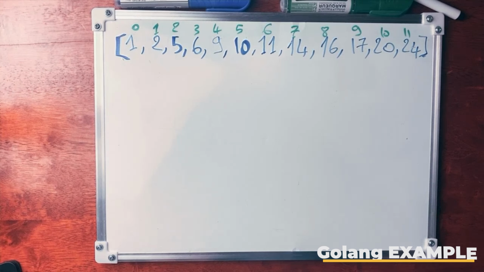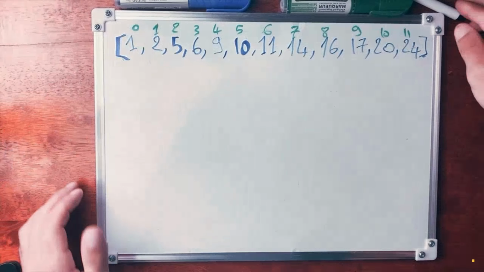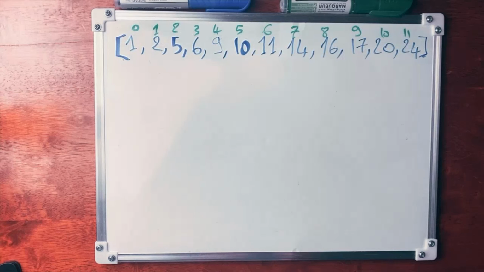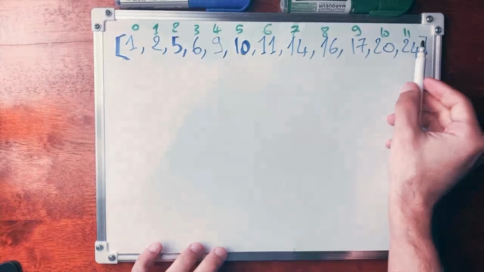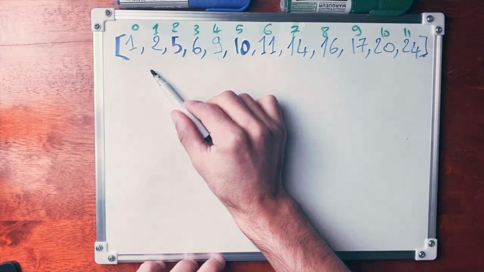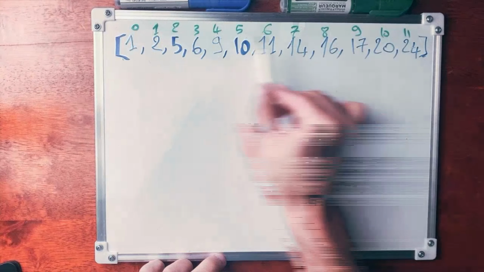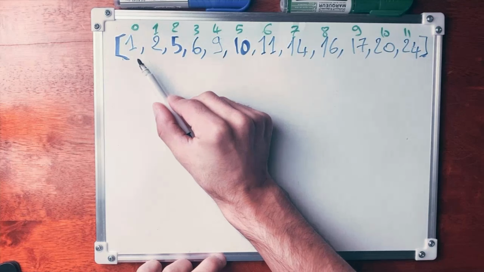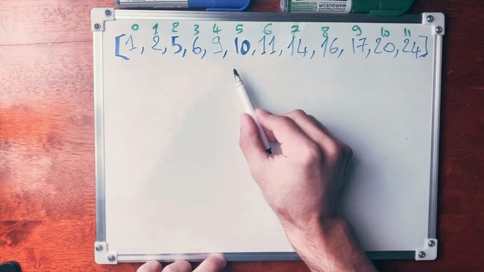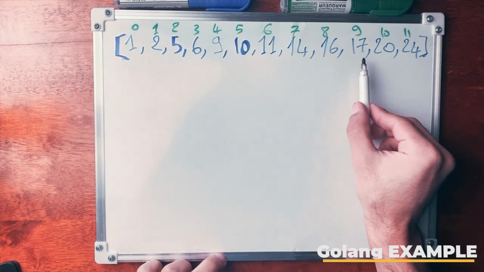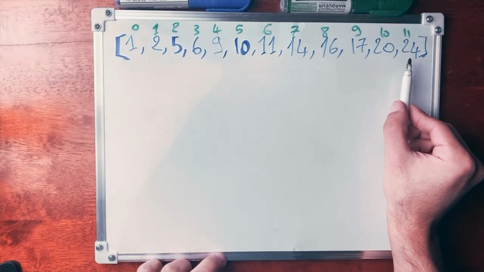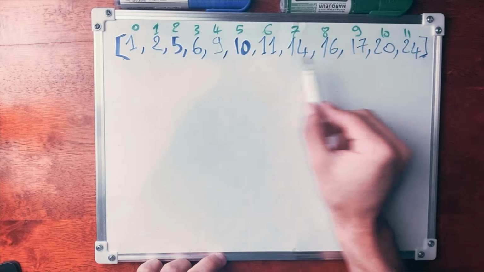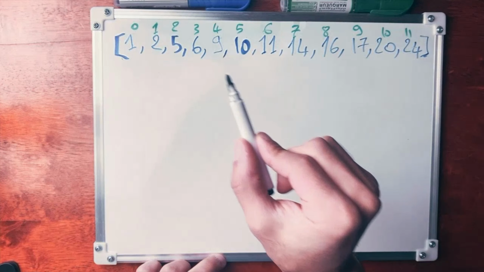Hello everyone. In today's tutorial, we have this sorted array. This array has 11 elements; these are their indices, and the ones in blue are the actual elements: 1, 2, 5, 6, 9, 10, 11, 14, 16, 17, 20, 24. The first thing I want to make sure about is that this is a sorted array. They are in increasing order.